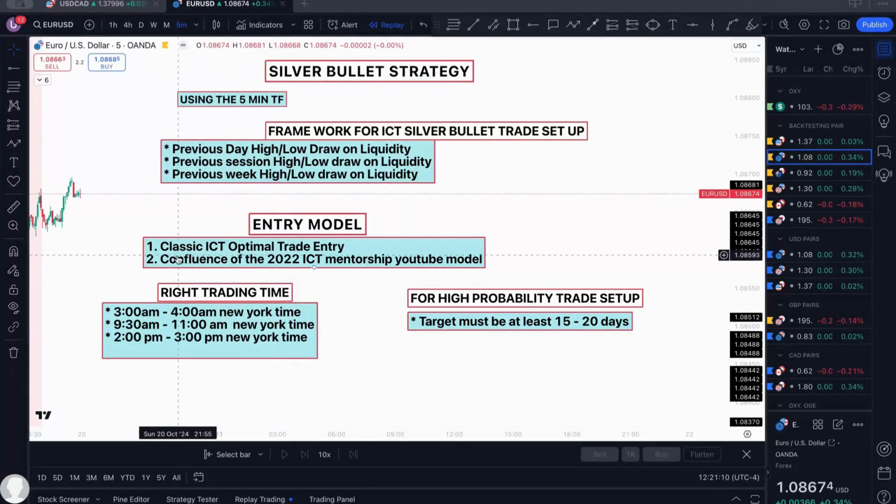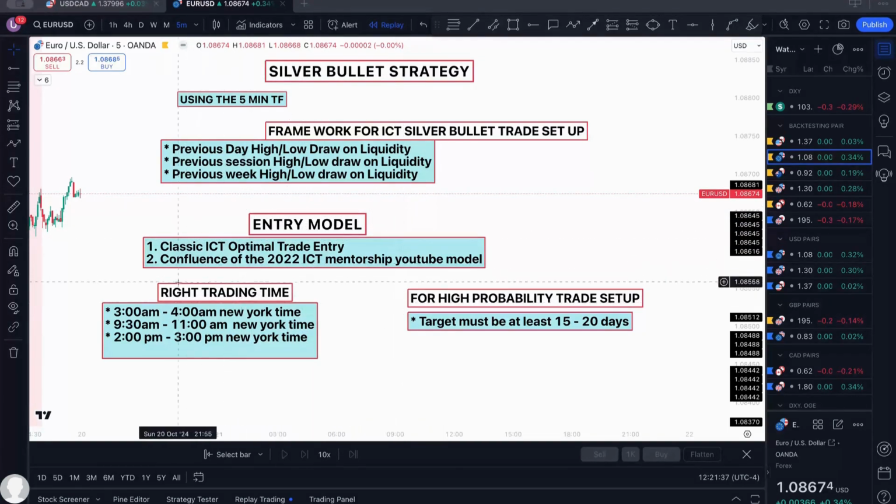Now, for the entry model, we are going to use the optimal trade entry. We all know how the optimal trade entry works, which is the range of 0.618 to 0.79. And also we have the 50% level, which is the normal discount and premium zone for our entry. You can use the optimal trade entry range of 0.618 to 0.79, or you can use the 50%.